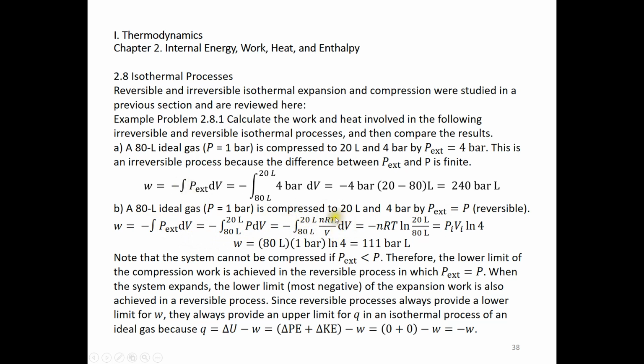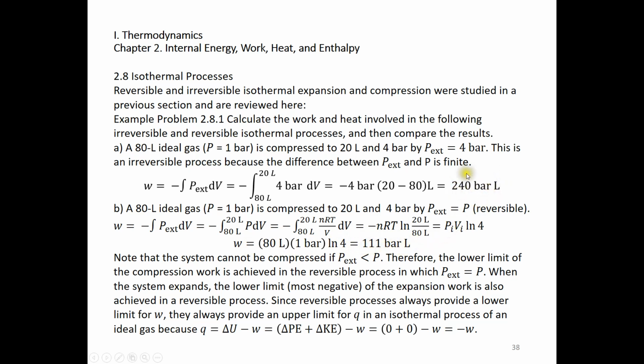We integrate 1 over V dV, which is the natural logarithm of V, and then multiply by negative nRT. The result is negative nRT times the natural logarithm of 4. We do not know the temperature, but we do know it's an isothermal process. So PV is equal to nRT throughout the entire process for the ideal gas. We still plug in all the numbers. We get 111 bar liters.